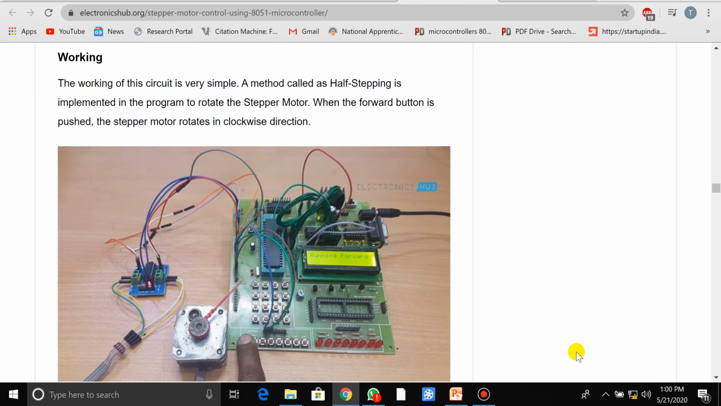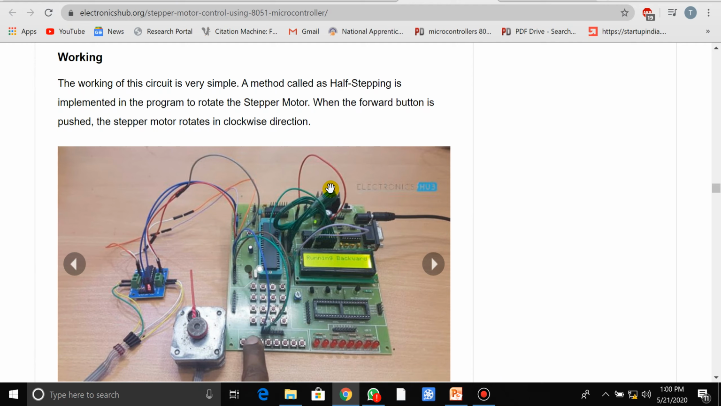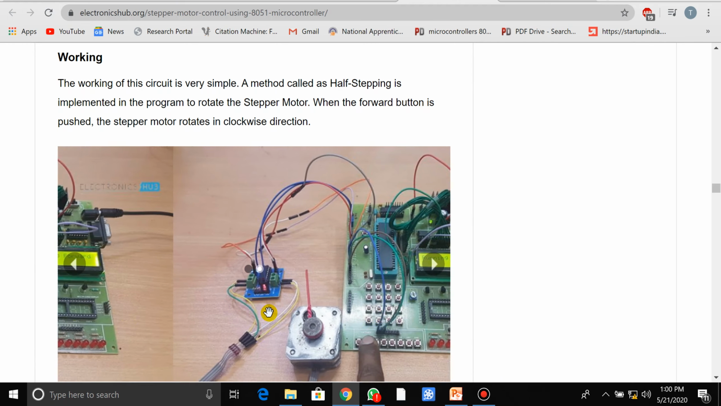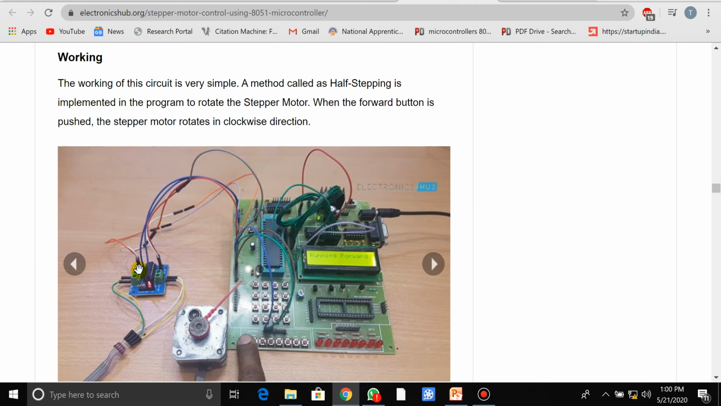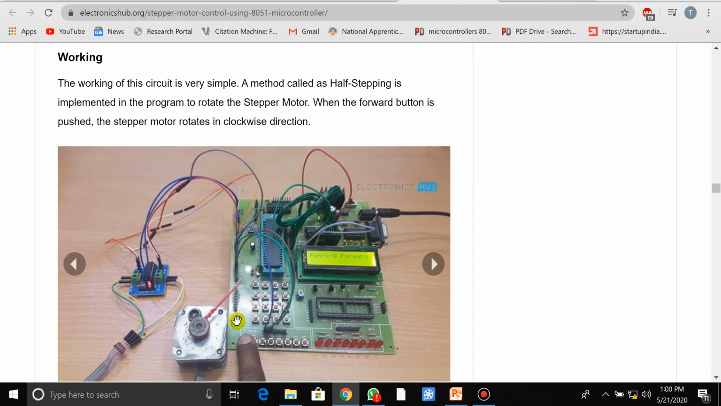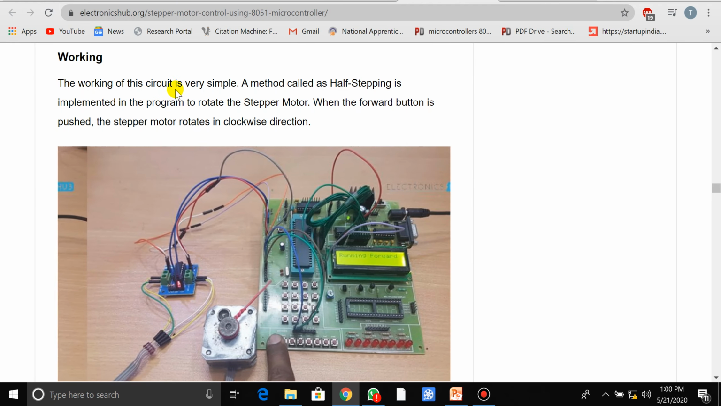In this diagram you can see the LCD display and the microcontroller board. These are LEDs, these are keyboards, this is the stepper motor, and this is the stepper motor driver. We are going to give a 5 volts adapter power supply, and it is going to work, and the code is dumped into the microcontroller. That is how the process actually works. The working circuit is very simple.